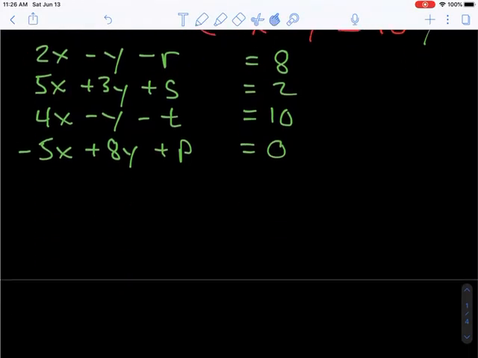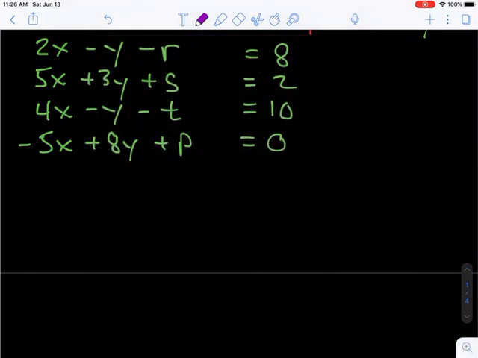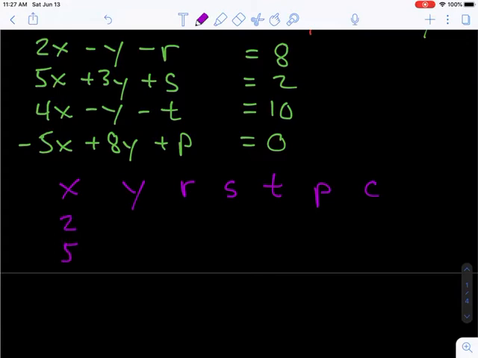So now from there, we can set up our initial table. The initial table will have an x column, it will have a y column, and then it'll have a column for every surplus and slack variable. So R, S, T, P, and then our constants. In the X column, we have 2, 5, 4, -5. In the Y column, we have -1, 3, -1, 8.